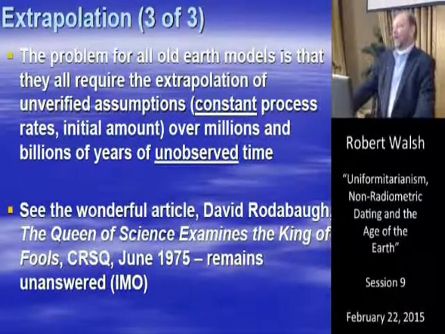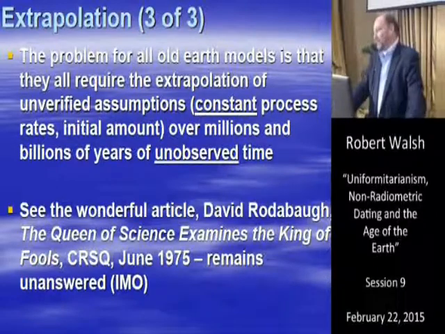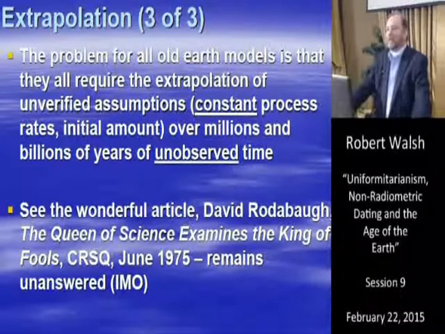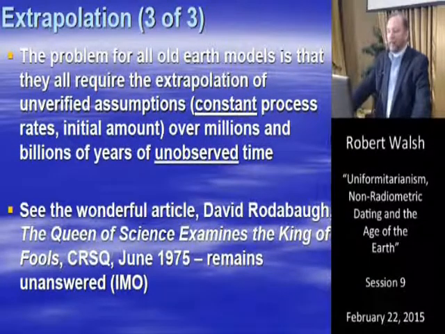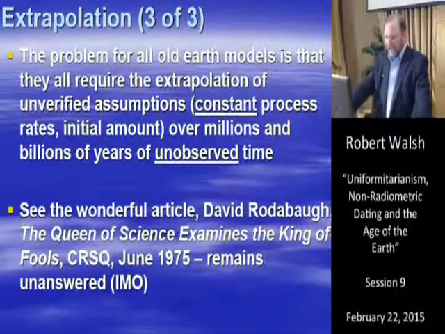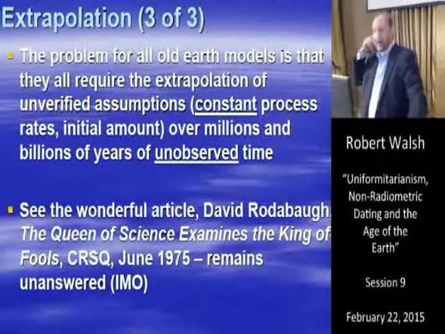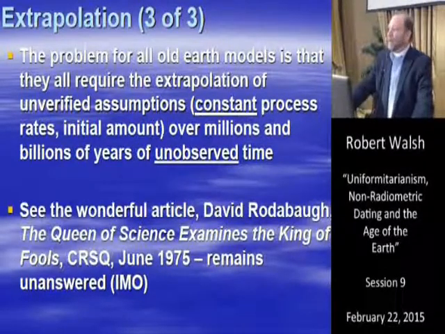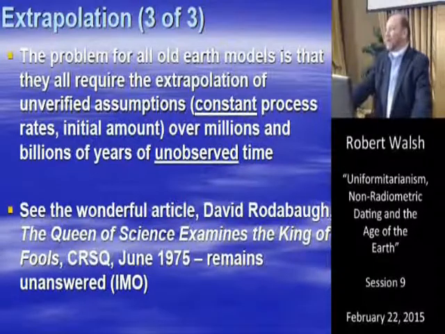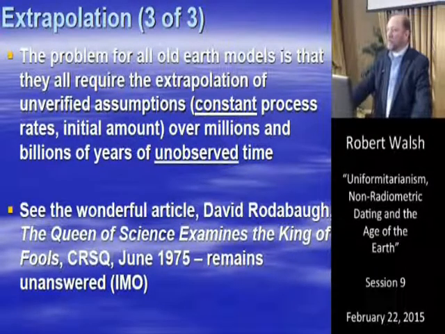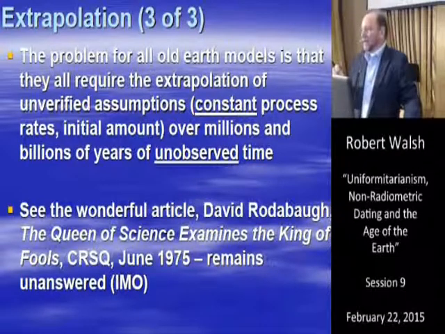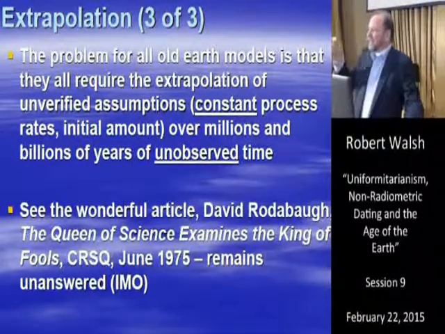In 1975, I would highly recommend everybody getting this paper. It's a paper written by David Rodabaugh, formerly a mathematician at the University of Missouri at Columbia. He wrote the paper, "The Queen of Science," mathematics that is, "Examines the King of Fools." And in this paper, he looks in a detailed way at this process of extrapolation, and he shows that all these old Earth models have a Q that is so unbelievably unbounded that it is larger than the dates they wish to measure.